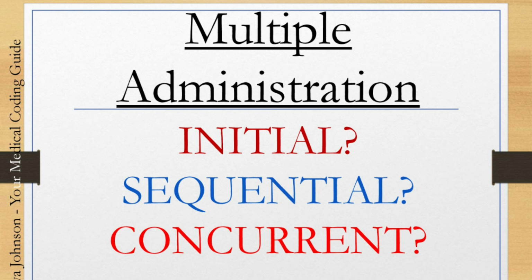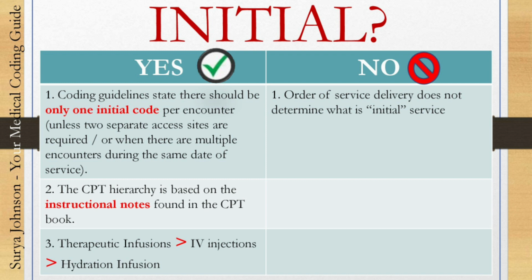So first, what is initial? The coding guidelines state there should be only one initial code per encounter unless two separate access sites are required or when there are multiple encounters during the same date of service. It means there should be only one initial code. There cannot be multiple initial codes. You cannot code an IV infusion initial code and an IV push initial code and a hydration initial code at the same time. No, there should be only one, and that is where the hierarchy comes into play.